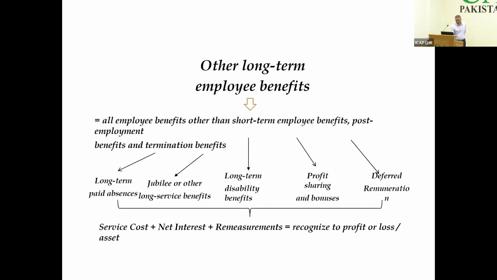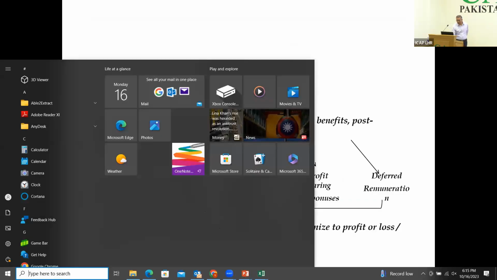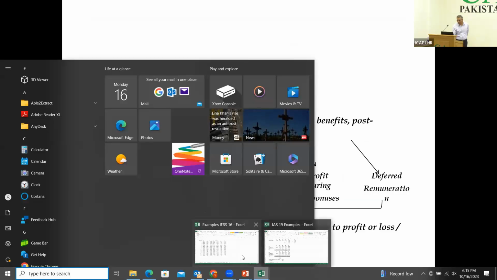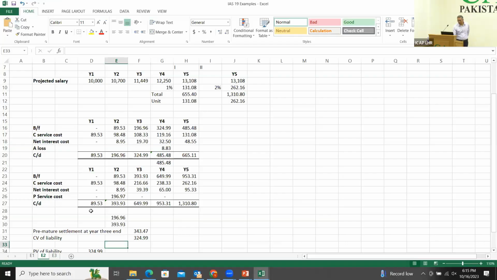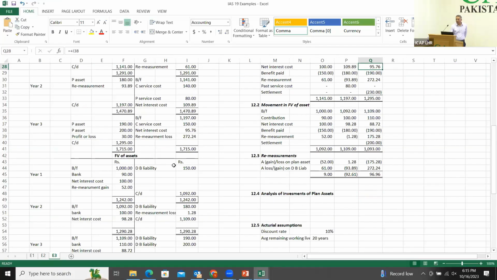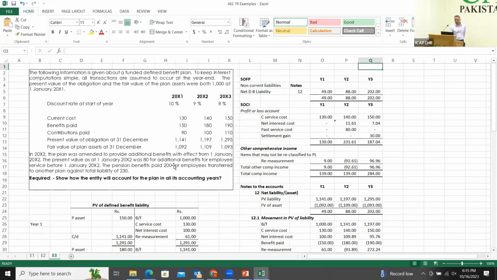Okay, let's have an example. Quickly, we will go through this example, just to have an idea what will be the presentation, what will be the different items to be recognized in P&L or other comprehensive income.